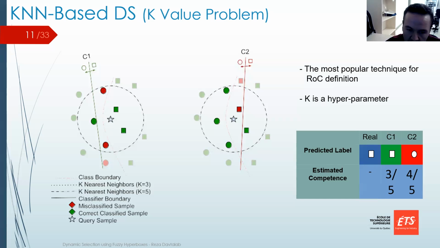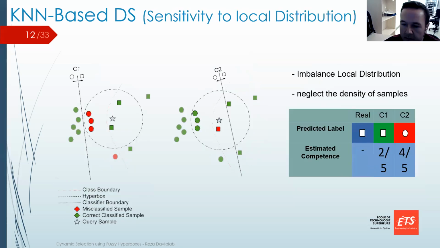And KNN-based approach have some other problems that I want to mention in the next slides. Another problem is related to sensitivity of KNN to local density of samples. KNN-based algorithms neglect density of samples, as you can see in this slide. This issue could lead to selecting classifier 2 in this example, which is not a good choice for classifying the query sample, because we have a high density of samples on one side of the border.